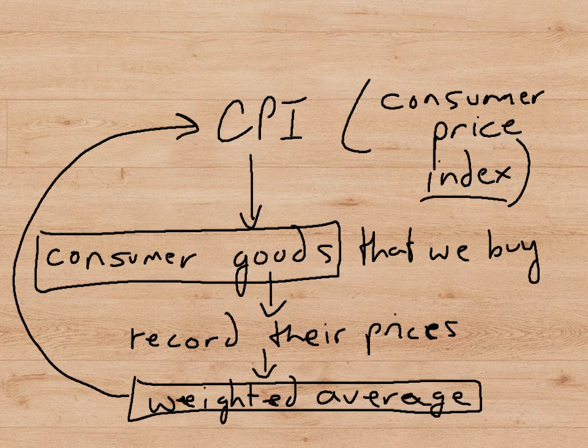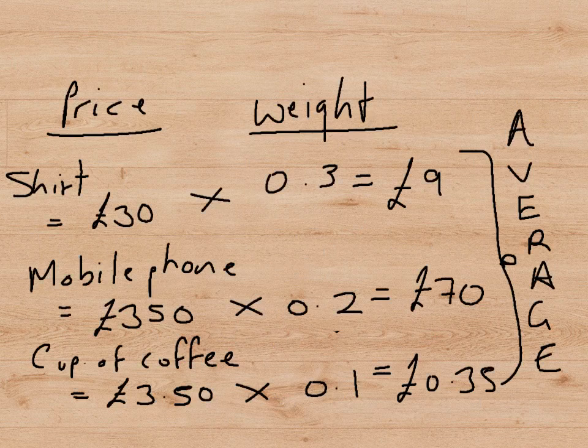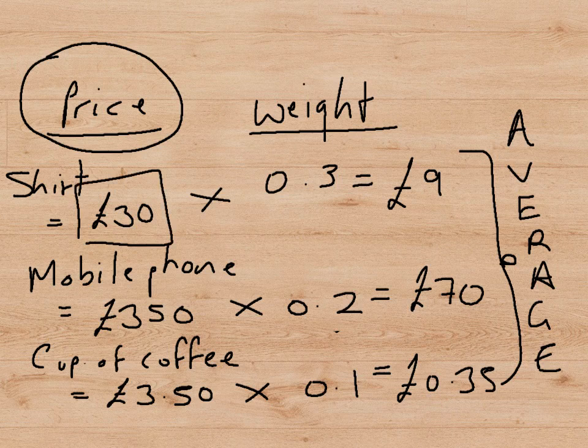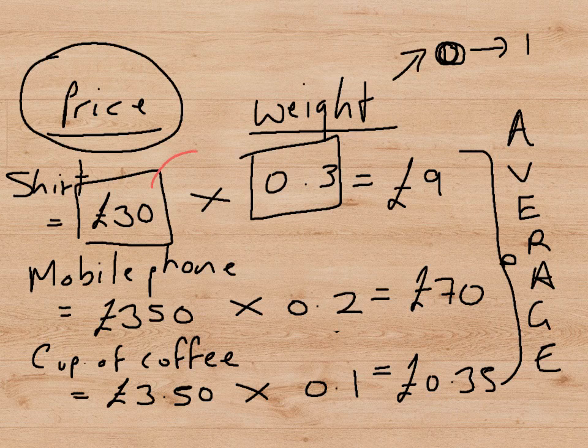Now, this weighted average is the problem because we have to take the prices of the goods that we think we buy on a regular basis and multiply each price by a weight. Now, the weight is anything between 0 and 1. And it's a question of where do these weights come from and how do we decide how big they should be. So as you can see here, we take the price of the good, which is in this case a shirt, we multiply it by the weight, which in this case is 0.3, and we arrive at the number 9 pounds.